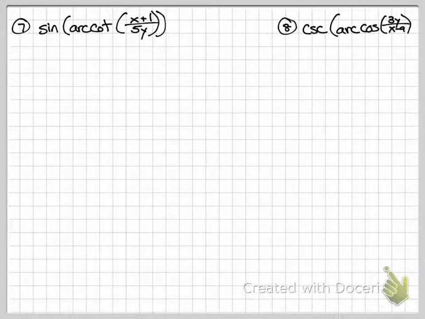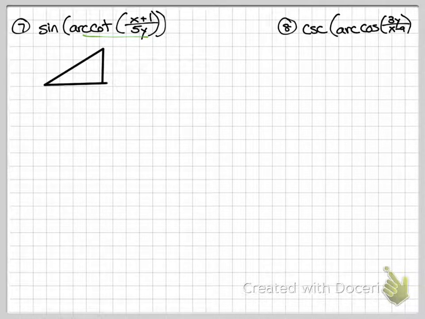Next page. The ones with x in them. Pause it and try it and see how you do. Start with the inside. That'll give you the picture. Right triangle. Almost always in quadrant 1, so always facing this direction. Cotangent. So tangent is O over A, so this must be A over O. So A is x plus 1. O is 5y. Careful with the Pythagorean theorem to find the missing sides.